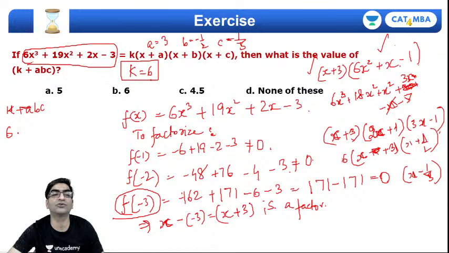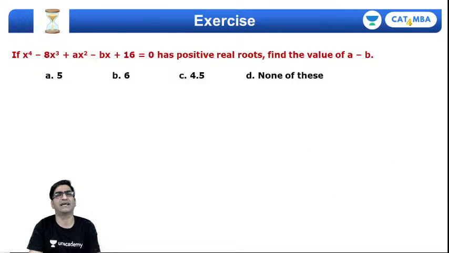I'm given an expression in x, and I'm told that this expression has positive real roots, right? Find the value of a minus b, right? Now think about it. If you have positive real roots, then those roots, x minus a into x minus b and so on and so forth, will all get multiplied to give me this expression, right? What do I see? x power 4, coefficient of x power 4 is 1. Constant term must be 16, right? And you have alternating coefficients. You have minus 8 followed by a followed by minus b and then finally 16.